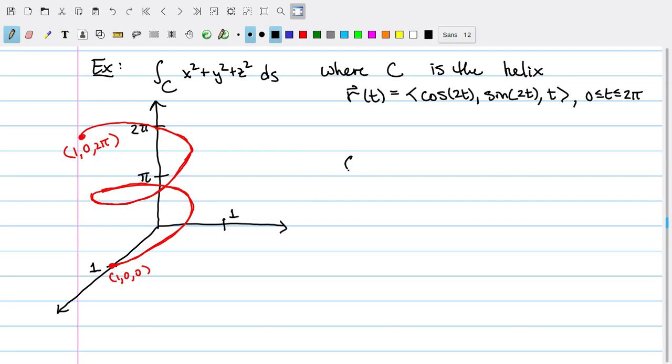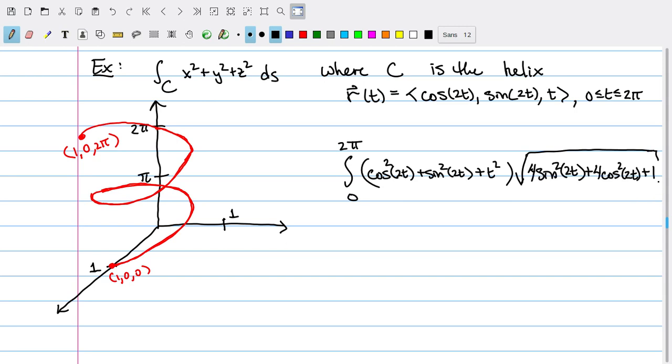All we're going to do is calculate the integral from 0 to 2 pi of our equation, and I'm going to substitute in the parameterization, so it's going to be cosine squared of 2t plus sine squared of 2t plus t squared. That's the same thing as x squared plus y squared plus z squared with this particular parameterization. And I'm going to be multiplying this by the square root of x prime squared, which is minus sine, but I'm squaring it, so it's going to be sine squared of 2t times 2. So it's going to be 4 sine squared of 2t plus 4 cosine squared of 2t plus 1. This is an integral with respect to dt.